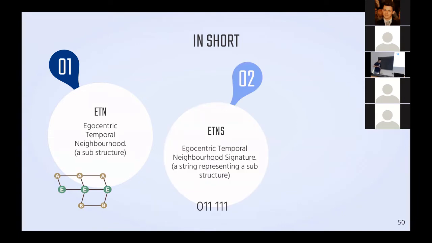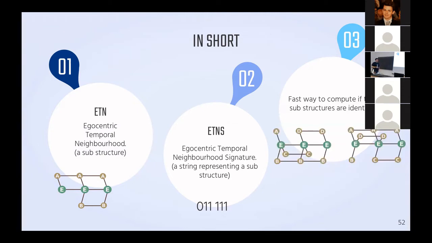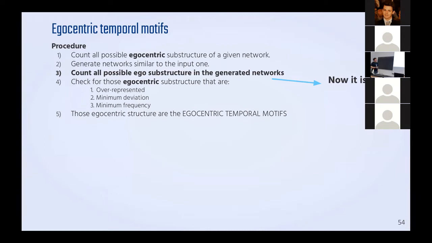Okay, so in short, what we propose is this little substructure, the Etienne. We show how to compute this signature, and finally we now have a fast way to compare substructures and see whether two substructures are identical. So, for instance, we have these two Etiennes. We compute them, and to say whether they are identical, indeed they are, we just have to compare those strings. And we solved this problem in a really fast manner. So in the previous procedure, this computation here is now fast.